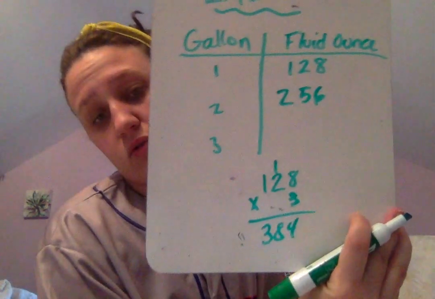And then 128 times 3 is the next one. And the next one would be 384. Alright?